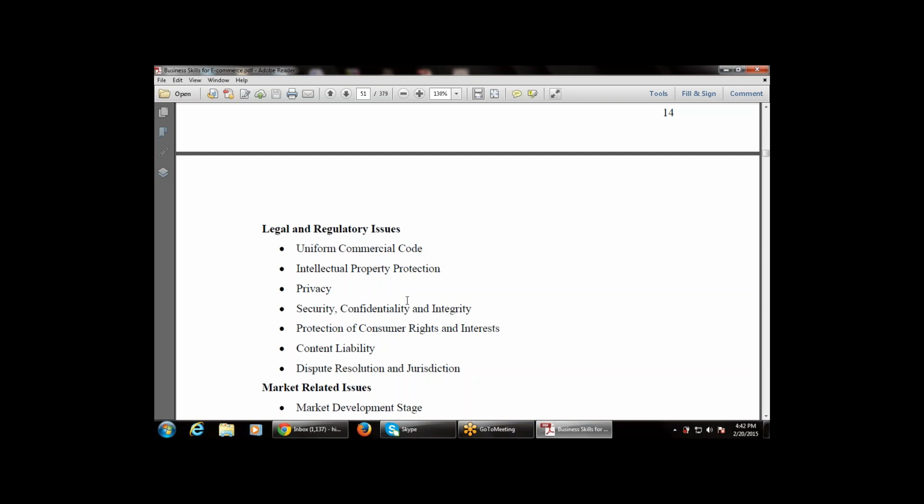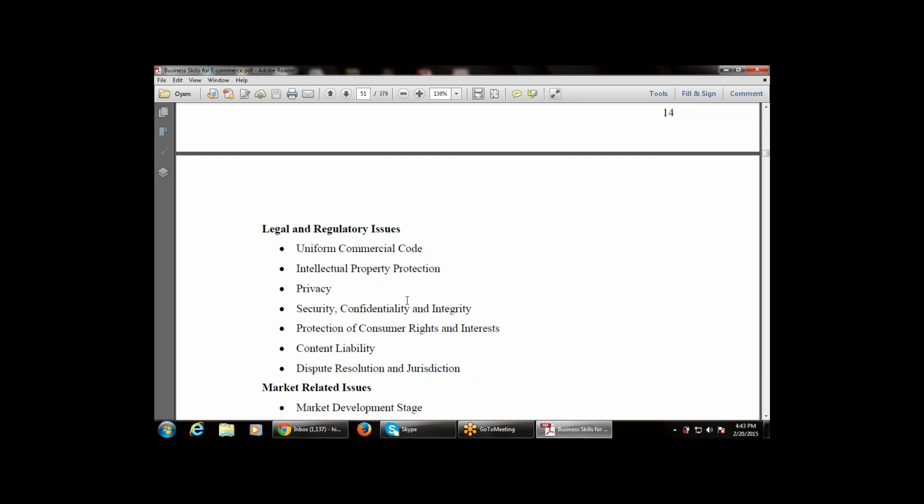Then content liability. There should be a proper content liability available. That is also an issue. If there is no liability, there is no method that is used. That is content liability. Then the next one is dispute resolution and jurisdiction. This is also a regulatory issue, that there is a proper dispute resolution. If there is any dispute, if there is any illegal issue, there must be a proper dispute resolution mechanism and jurisdiction available for online transactions. That is dispute resolution and jurisdiction.